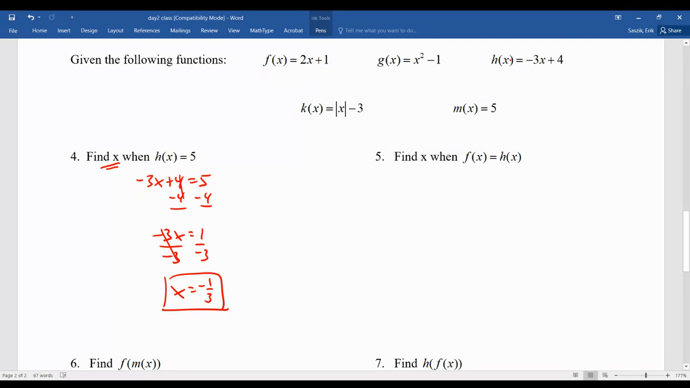Here you have f of x equal to h of x. So we're going to take this f of x, 2x plus 1, set it equal to h of x, and now we just solve that. I'm going to move these over. And I get a fraction again, but that's okay.